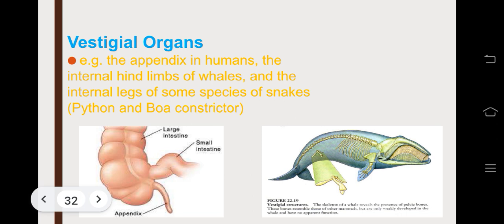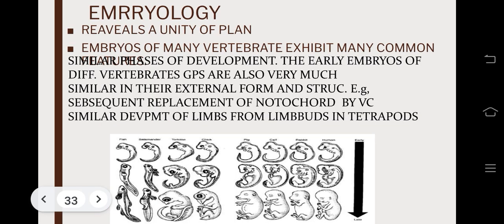Large intestine, small intestine, appendix. Then vestigial structures: the skeleton of a whale reveals the presence of pelvic bones. Pelvic bones resemble those of the mammals but are only weakly developed in the whale and have no apparent function. And embryology reveals a unity of plan.